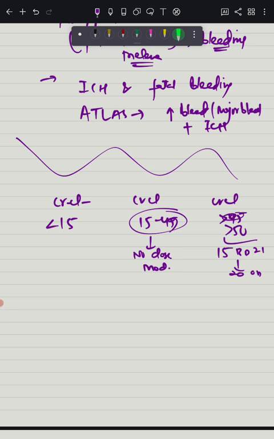But at this stage, what happens? Rivaroxaban is not recommended if creatinine clearance is less than 15. So rivaroxaban is contraindicated here.